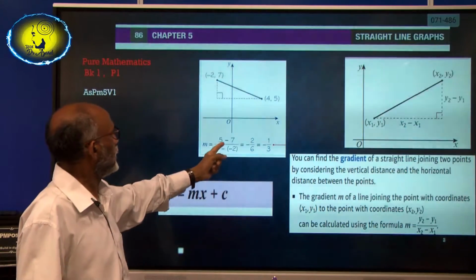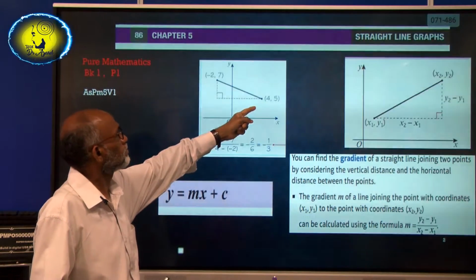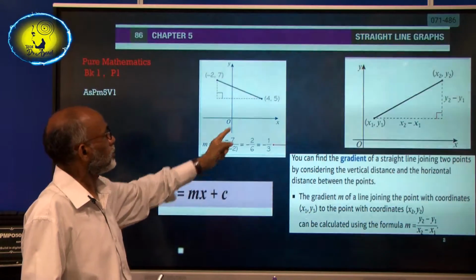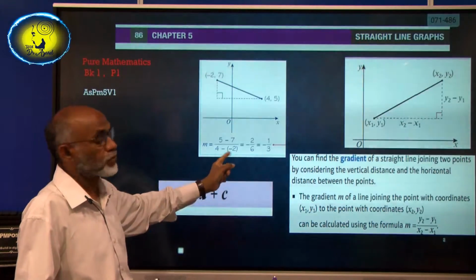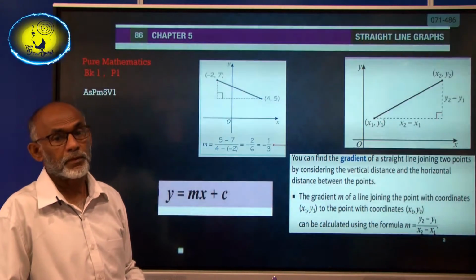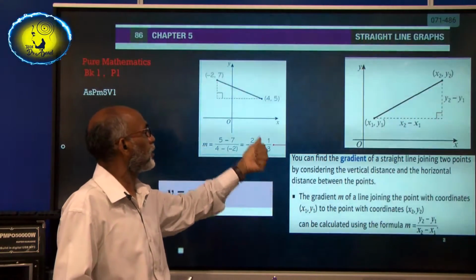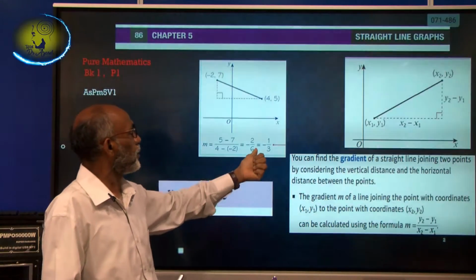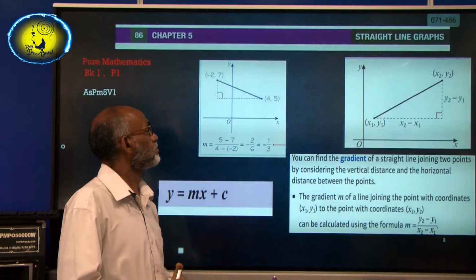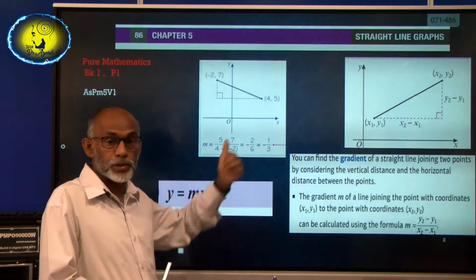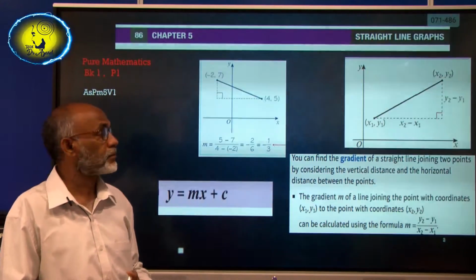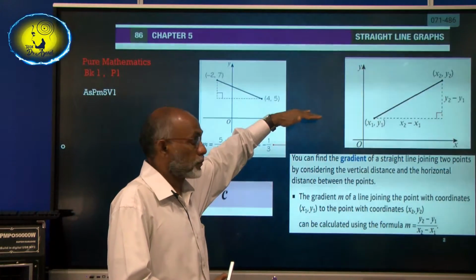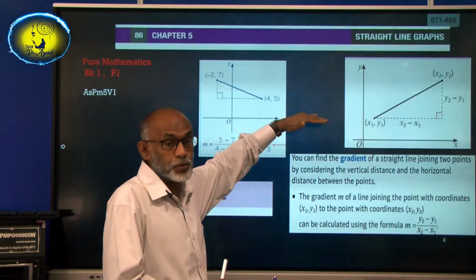Let's focus on this. There are 2 points given: 5 minus 7 upon 4 minus 2. We can find the gradient of this line. That gives you minus 1 upon 3. It shows a negative gradient. If the gradient is 0, the line is horizontal, there is no slope.